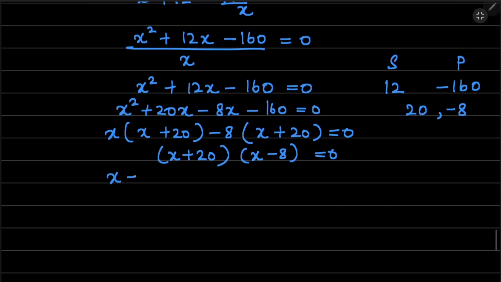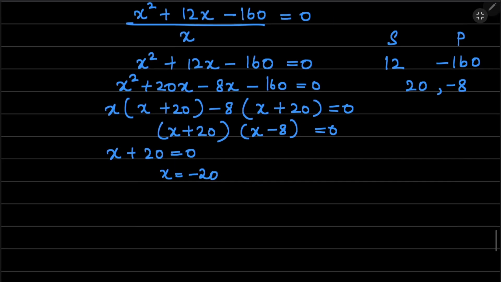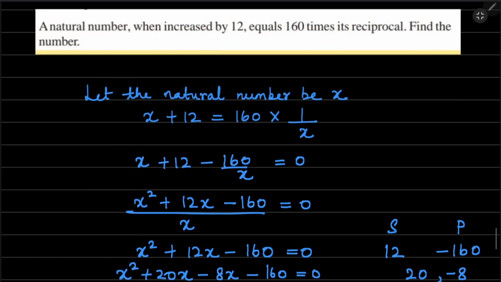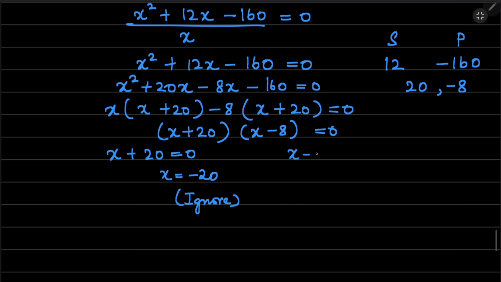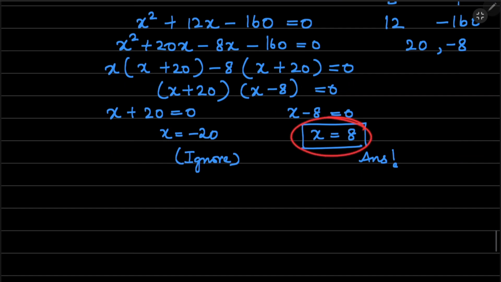So you can equate both the factors to 0, either x plus 20 equal to 0, which means x is equal to minus 20. And since you are given a natural number, minus 20 will not be considered. So you will ignore this value. The other factor is nothing but x minus 8 equal to 0, which means x is equal to plus 8. So this is the answer for the question. x equal to 8 is that natural number which when increased by 12 will be equal to 160. So this equation will be satisfied if you substitute 8 in place of x. So that's your final answer.